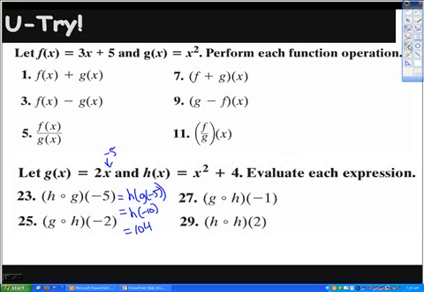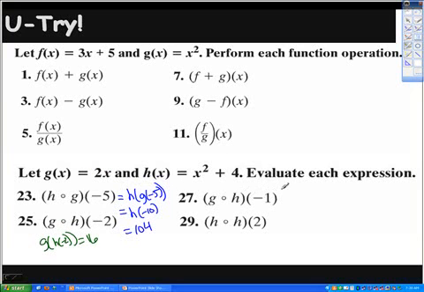Let's do 25. That's the same as g of h of negative 2. So we're putting negative 2 into the h function first. If I put negative 2 in here, that's negative 2 squared is 4, plus 4 is 8. Now put that into the g function, and I'll get 16.